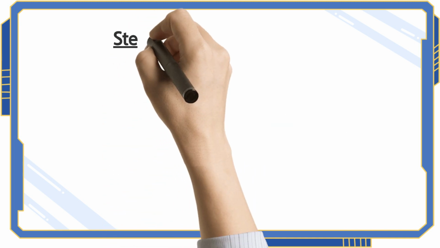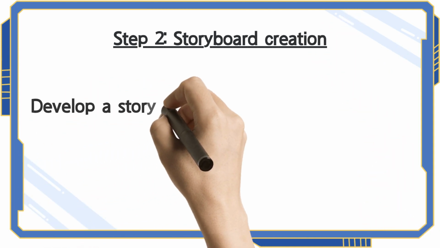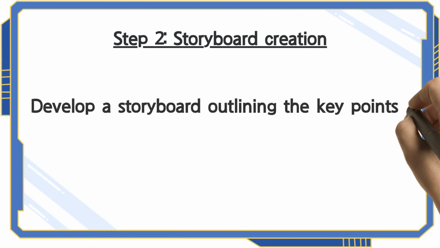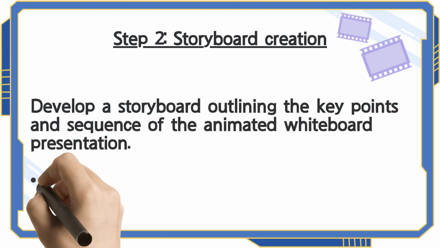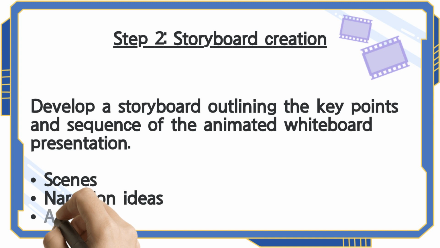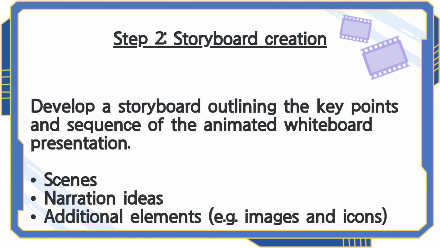Step 2. Storyboard creation. Students should develop a storyboard outlining the key points and sequence of their animated whiteboard presentation. The storyboard should include details on each scene, narration, and any additional elements, such as images or icons. It may be helpful to explain to students what a storyboard is and what it is for, perhaps with an example, such as from the filmmaking industry. For this presentation, I created a simple slideshow for my storyboard.